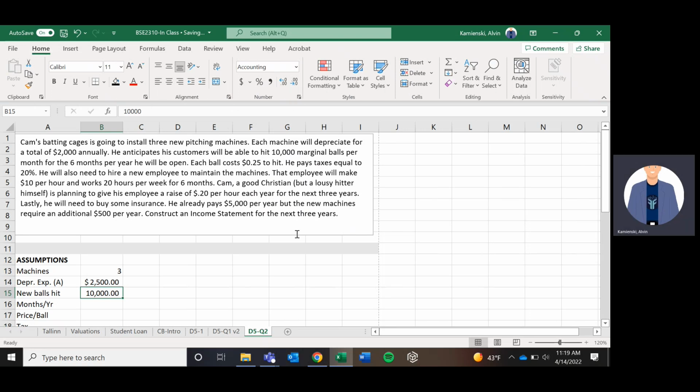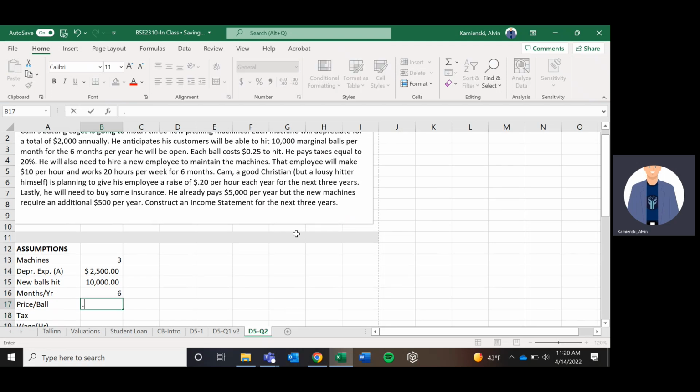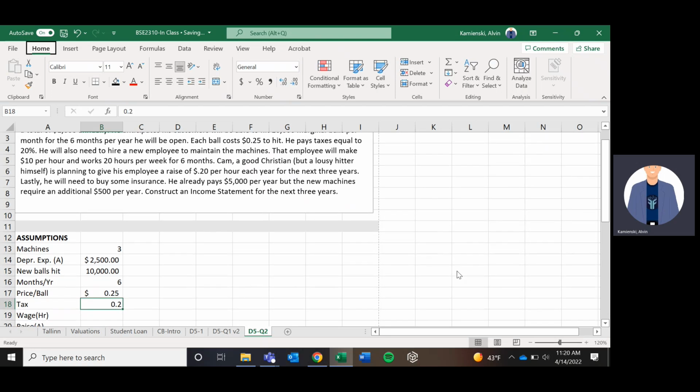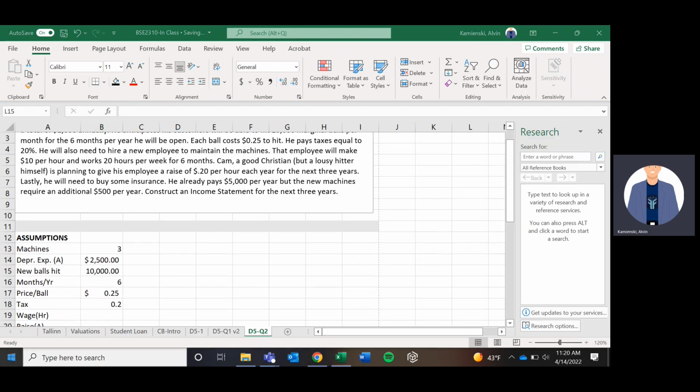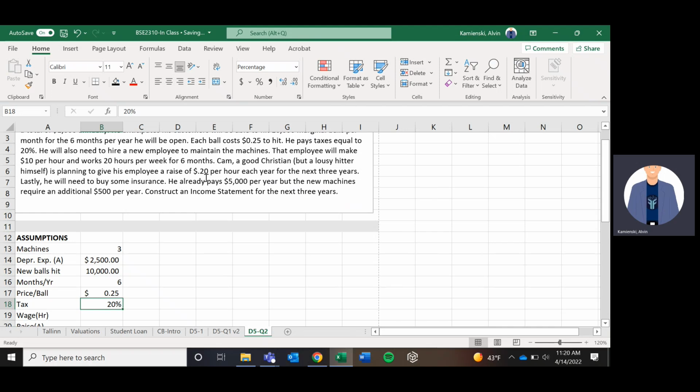His pitching machines and the outdoor facility are only open for 6 months during the summer. And when you come to his facility and you want to hit a new ball, it's going to cost you 25 cents every time you swing at a ball that comes your way. Now, just like Jim in the video over here, if Cam makes any money, he's going to need to pay taxes, and his taxes are going to be equal to 20% of whatever it is that he earns.